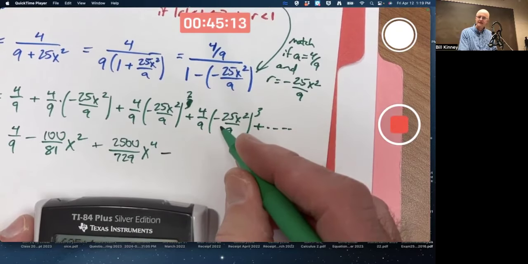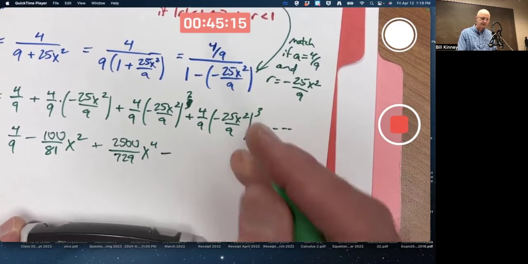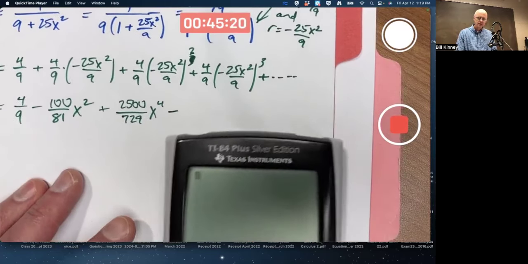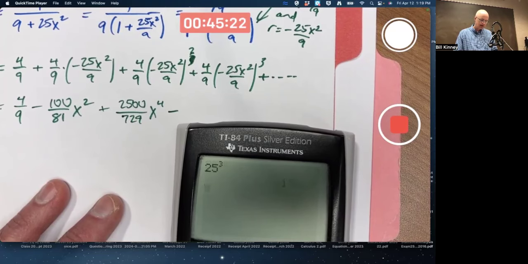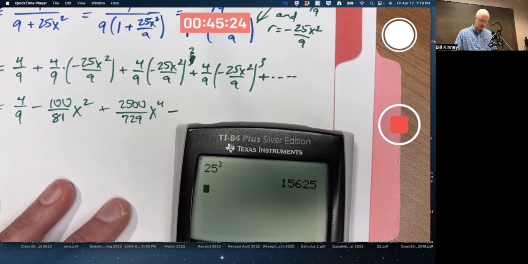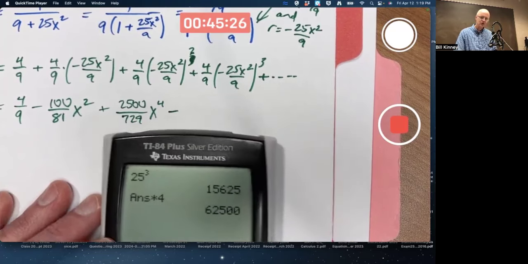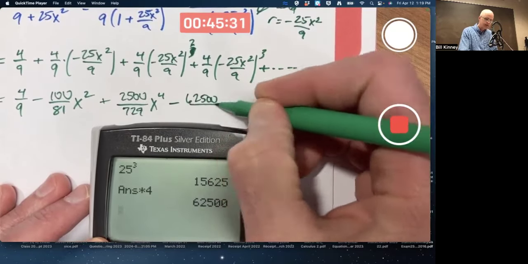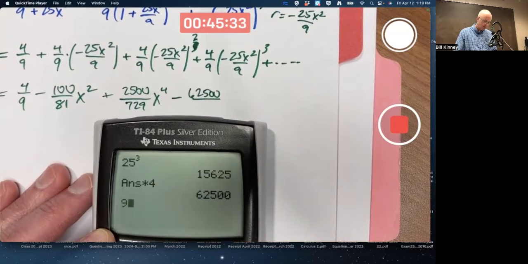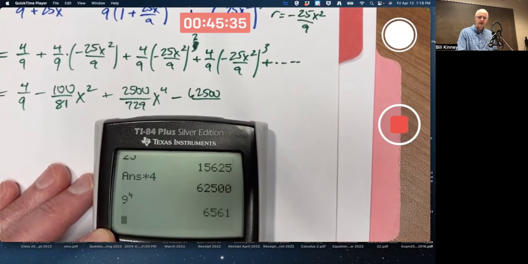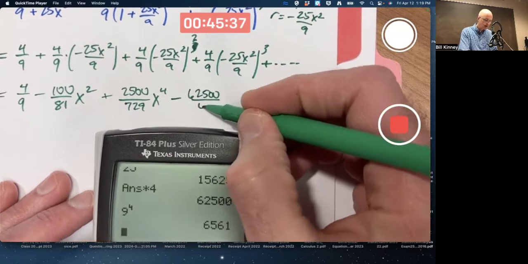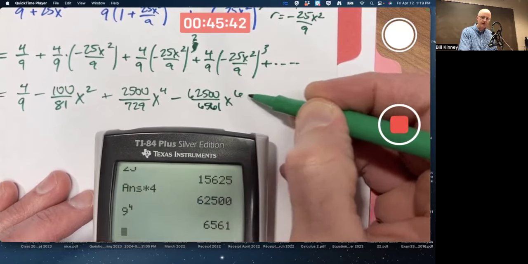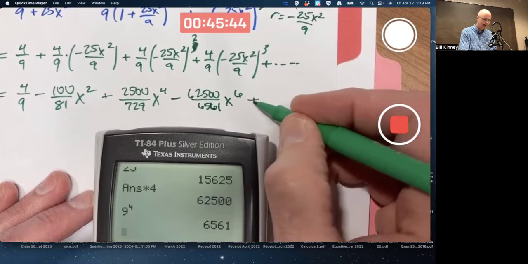That'll be a negative sign because it's to an odd power with this negative sign here. 25 cubed is 15,625, times 4 is 62,500. We'll be dividing by 9 to the 4th power, 6,561. x to the 6th power, you'd multiply 2 times 3, etc.